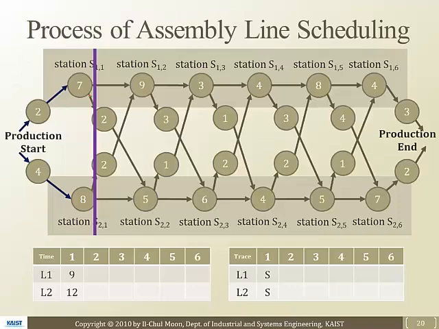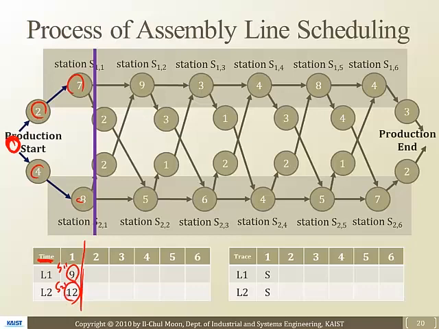So then let's see how it works. Imagine that a certain product starts this production line here. To reach station 1, 1, this is the time cost. It takes 9 minutes, and 12 minutes to reach station 2, 1. This is the fastest way to get to station 1, 1 and station 2, 1, right?